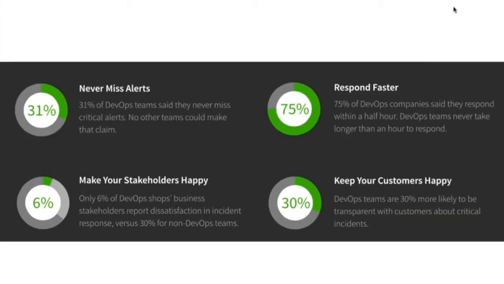So there were some teams basically saying, yeah, you know what, we never miss alerts. We are the ones that are setting these up. We are the ones that are responsible. We are the ones on the line for them. Those teams were the ones that were the most successful at not missing them.